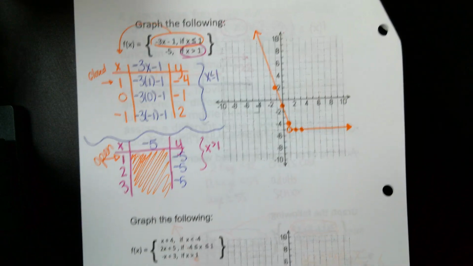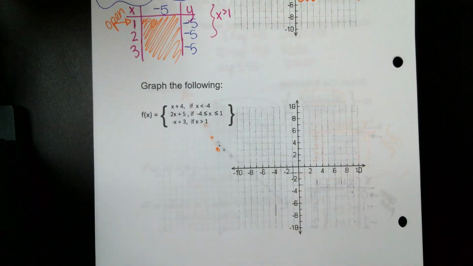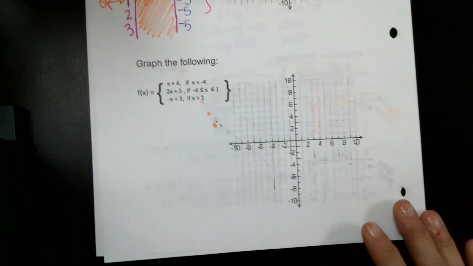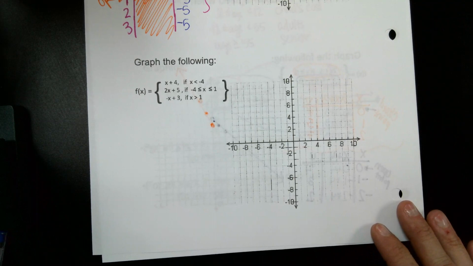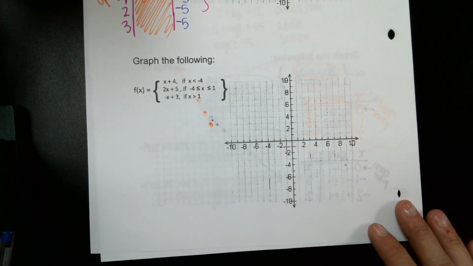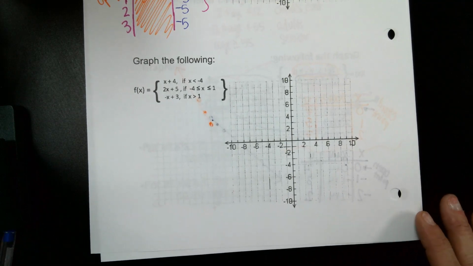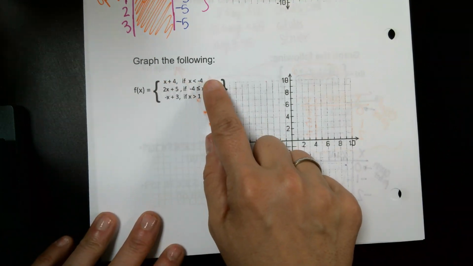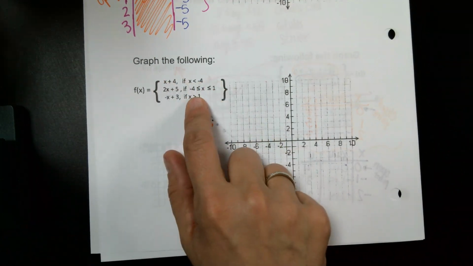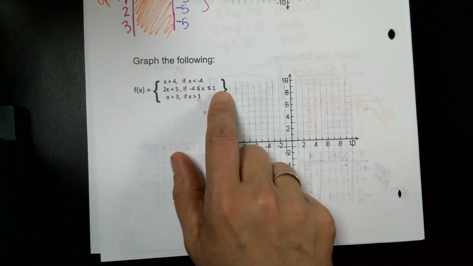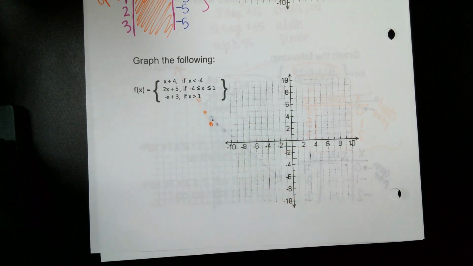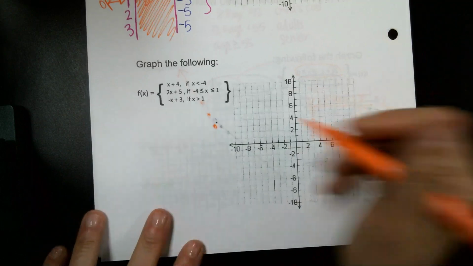All right, the one down at the bottom. How many different pieces to this graph do we have? Doesn't look like 2. Three. Thank you. Anything less than -4 is 1 piece. Then between -4 and 1 is another piece. Then anything bigger than 1 is another piece. Okay, let's see how this goes.